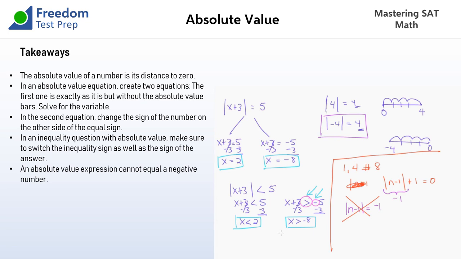Okay. Anyway, you won't see that very often on the test, but I wanted to point it out because it's a little fun question. Okay, that's all I've got for absolute value.